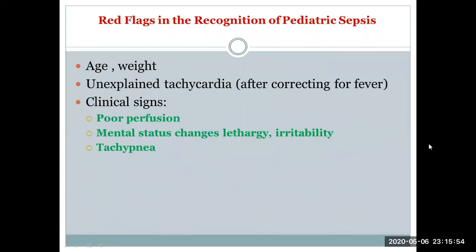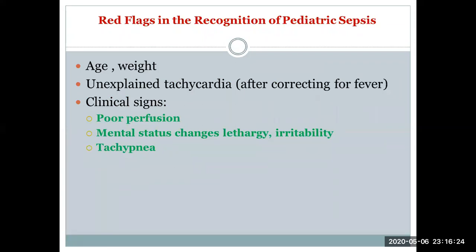So the red flag that needs to be considered in recognition of pediatric sepsis is the age and weight. As long as your patient's weight and age is smaller, take a higher index of suspicion and be more thorough during evaluation and examination.